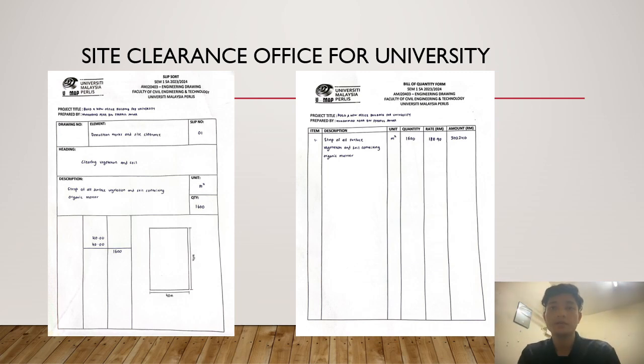Next, I will tell you in detail about the site clearance to build a new office for the university. First of all, we must know the size of the construction site that will be carried out according to the plan that has been set. Then, we need to remove all surface charge and soil containing organic materials that are in the construction area. The size of the construction site from the plan is 40 meter multiplied 40 meter.